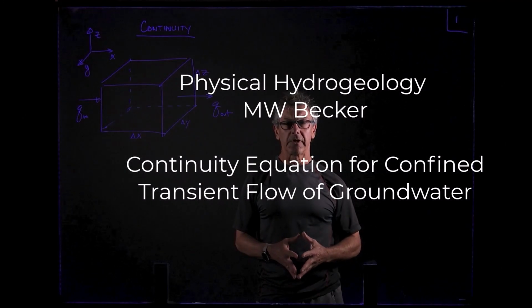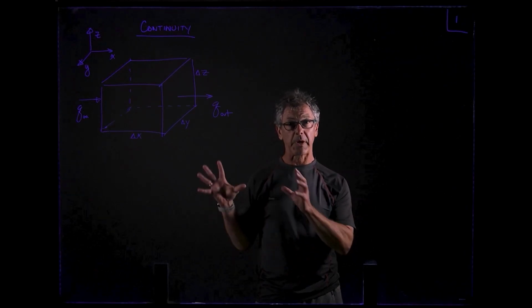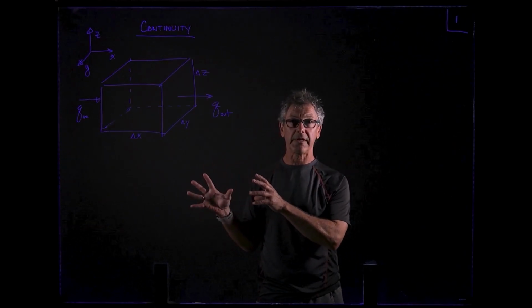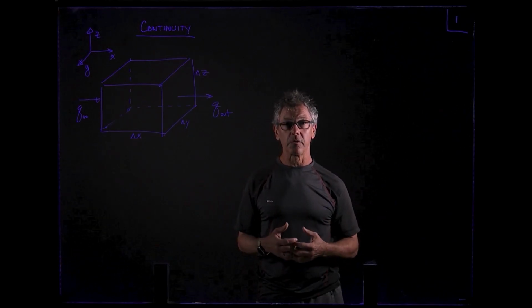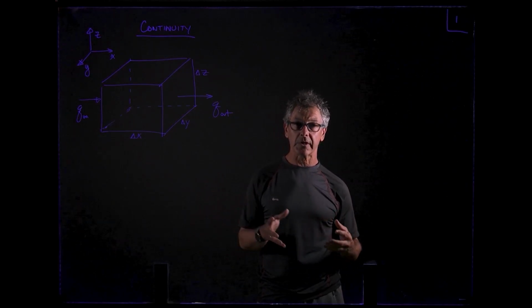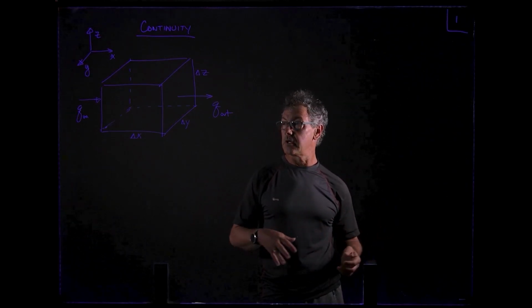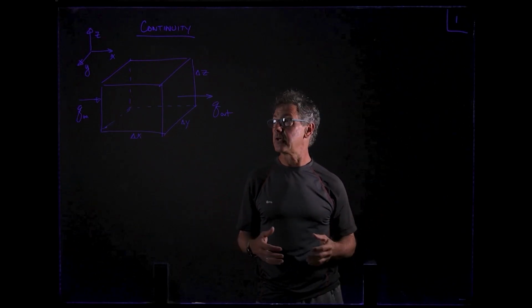So we're going to develop a general equation of groundwater flow, and we're going to do that by balancing water coming in and out of a control volume. So if we recall, a control volume is just a box where we keep track of everything that comes in and everything that comes out. So this is our control volume. As I said, it's just a box.